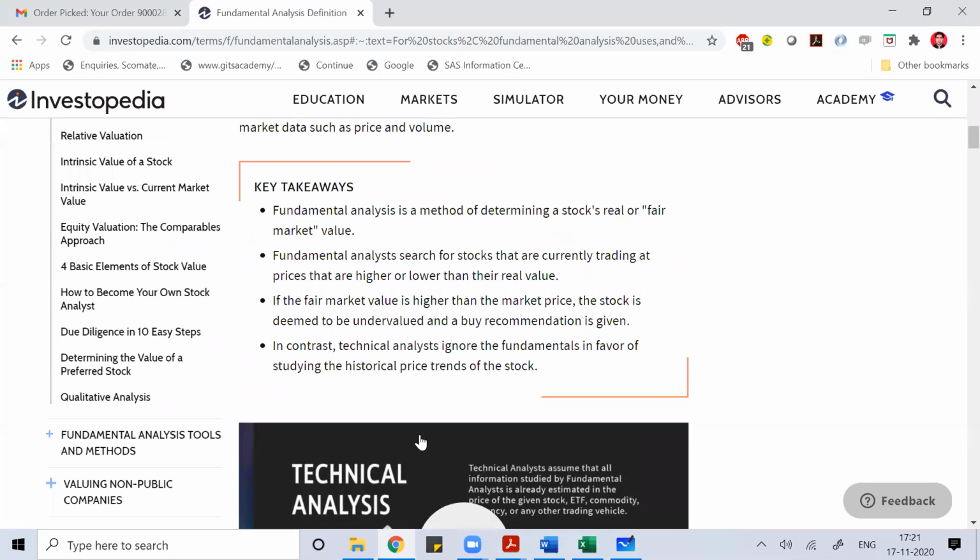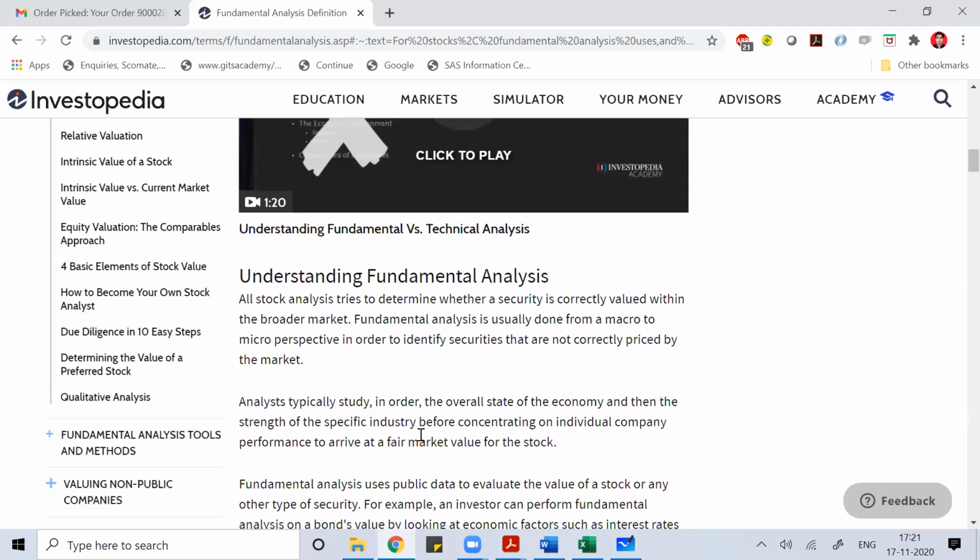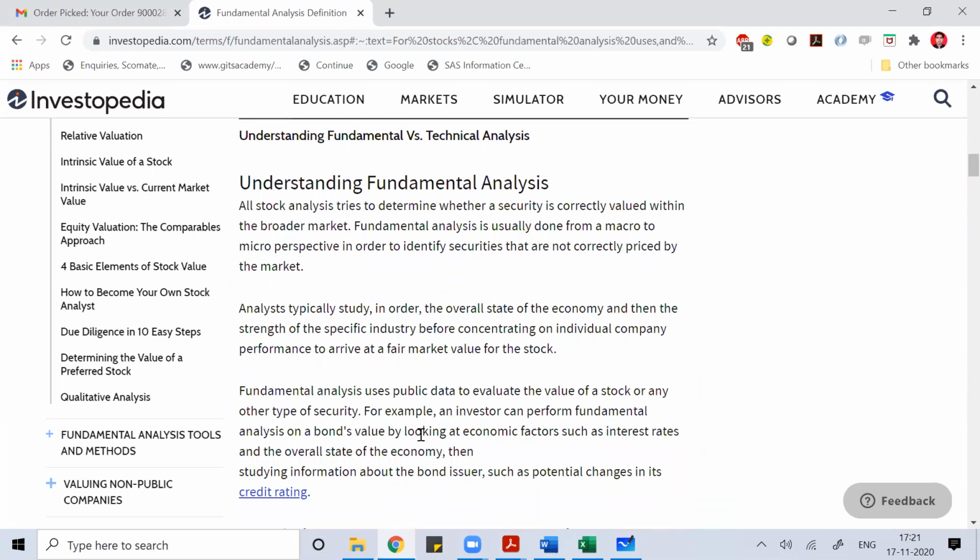Fundamental analysis is all about determining the stock's real or fair market value. If you remember, I have taught you the equity valuation models: the constant growth rate model, two-stage growth rate model, and three-stage growth rate model. All that was a part of fundamental analysis, where mathematically we try to figure out what the worth of the company can be. It uses public data to evaluate the value of the stock or any other type of activity.